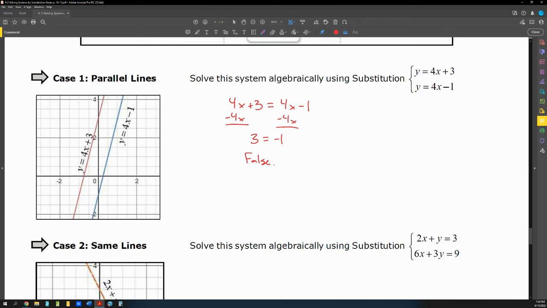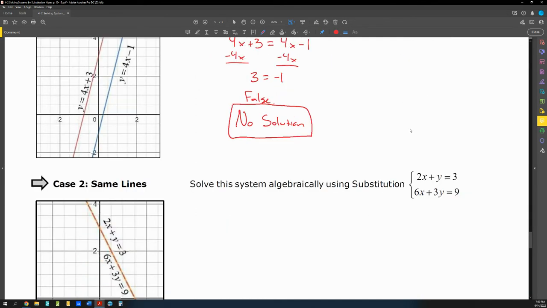So because this is false, this tells us that we have no solution. Or in other words, there is no xy coordinates or ordered pair that would satisfy both of these equations. There are, of course, infinitely many that satisfy each of the equations, but not both.